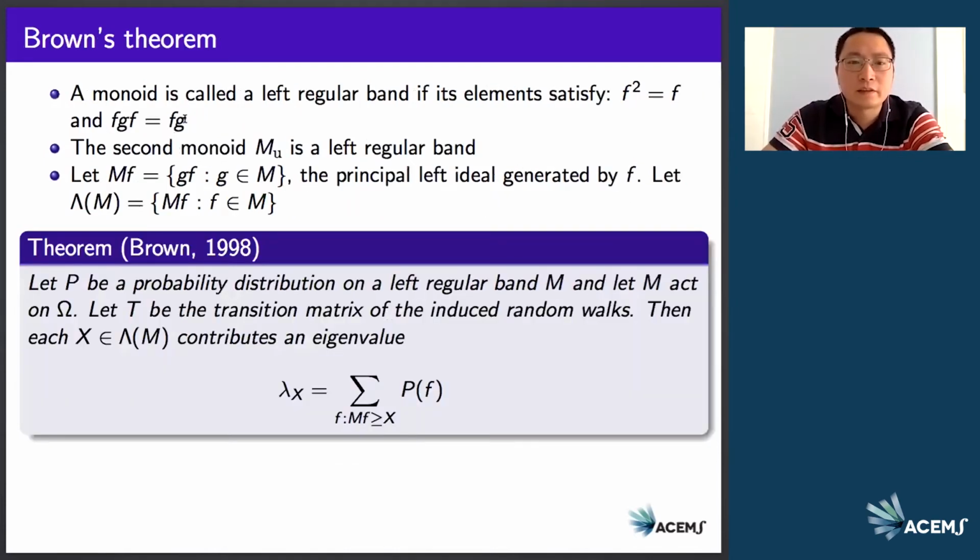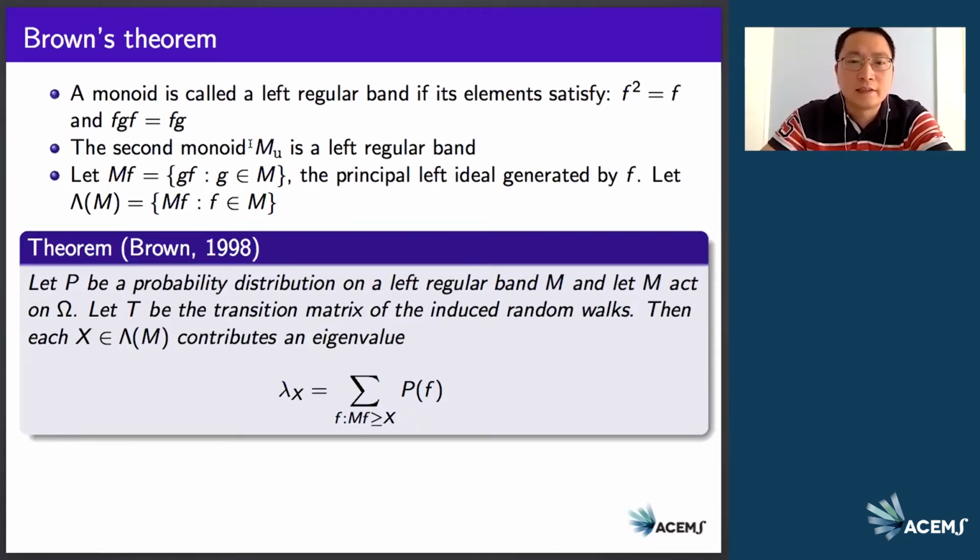Okay, so the main method we are going to use to study the spectrum is the Brown theorem. The Brown theorem only applies to a very special monoid. It's called a left regular band. So a monoid is called a left regular band if its elements satisfy f squared equals f and fgf equals fg for all elements f and g. Here the operation is just function composition.